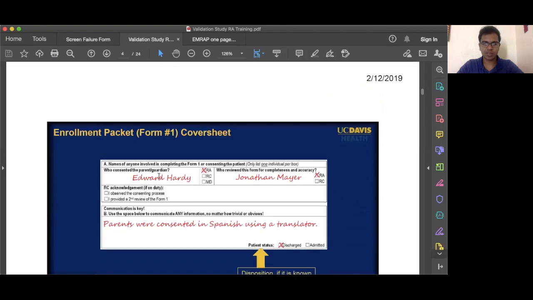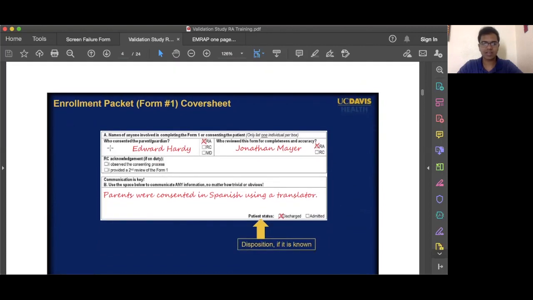So this is what that portion is going to look like. And it's going to ask who consented, the parent or guardian. So if you went up to the parent and you're the one that discussed the study with them and collected the information, then you would put your name here and you would just check RA. And the next box right here, we're going to discuss who's going to put their name here, but if you're the one that consented, you shouldn't review your own form for completeness or accuracy. This should be someone else. So you shouldn't have two of the same names in both of these boxes.